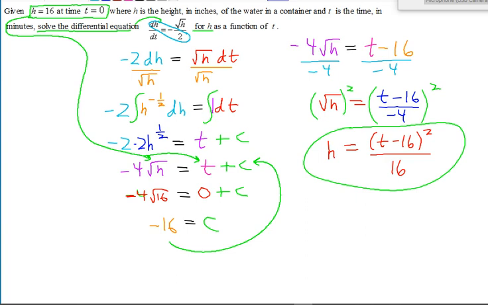And that concludes the notes for AP Calculus on the topic of integration by u-substitution for indefinite integrals and solving for the particular solution using separation of variables.